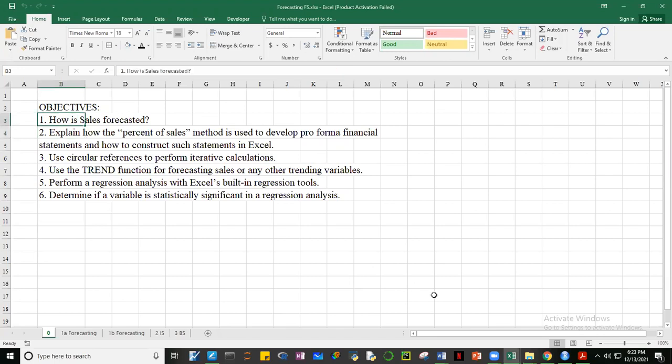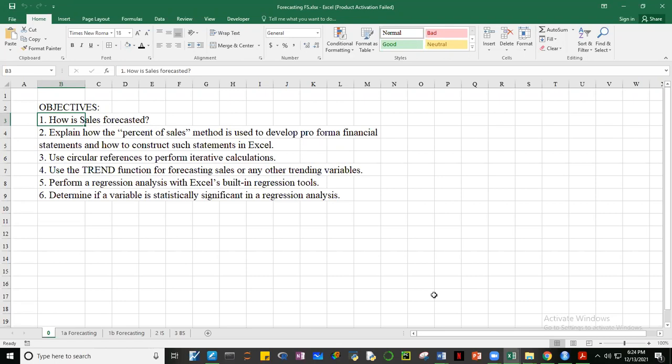Or for that matter, how is forecasting done? It could be sales, or it could be any amount, any variable. For our purposes, because we're forecasting financial statements, what we forecast first is the income statement, and the first account that appears in the income statement is the sales or the revenues.